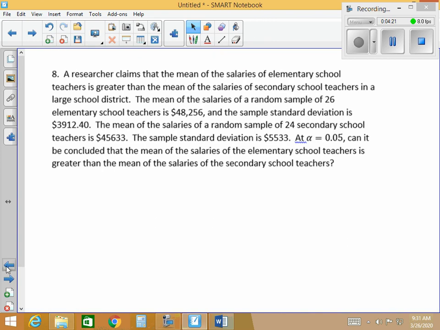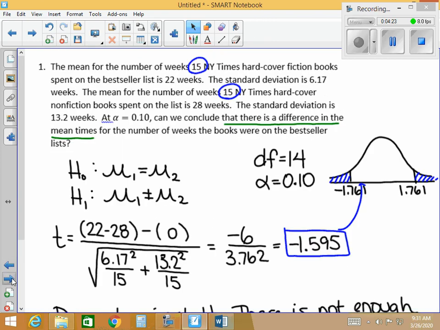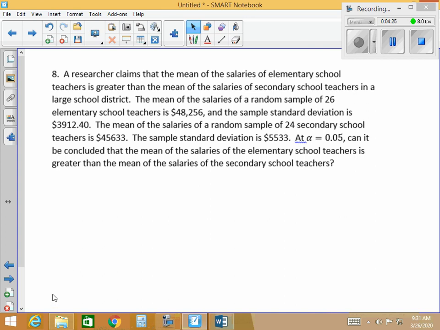And that one was problem number 1 out of section 9.2, if you need to look in your textbook and compare. Okay, here's problem 8 from section 9.2. Pause the video, write it down, come back to me when you're ready.